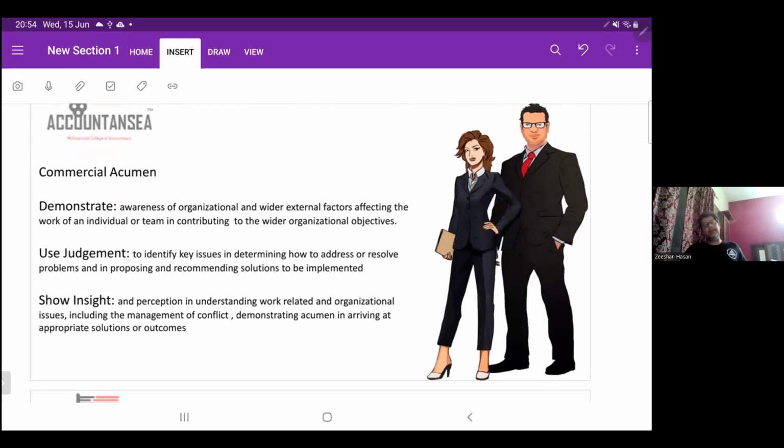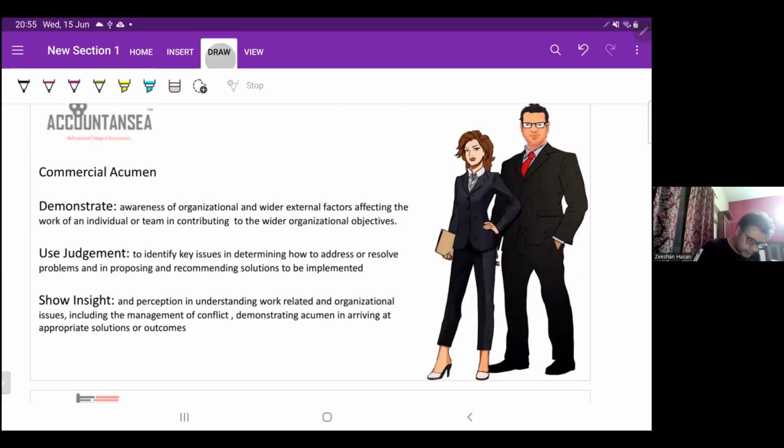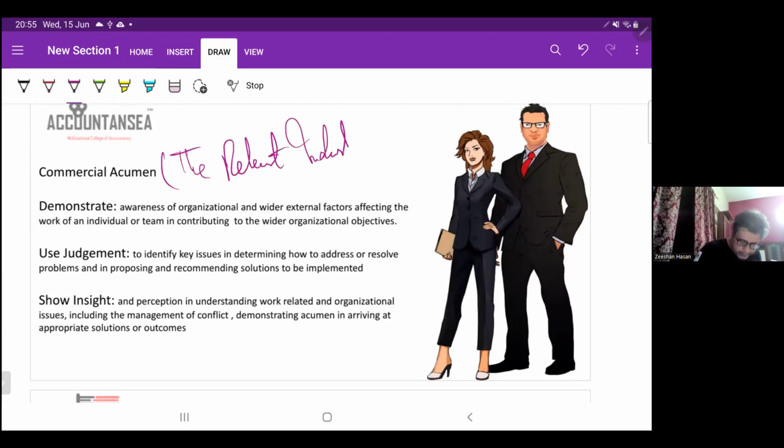Another skill, if the examiner asks you to emphasize commercial acumen, three things you have to do: demonstrate, use judgment, and show insight. What is meant by commercial acumen? It means the relevant industry knowledge.